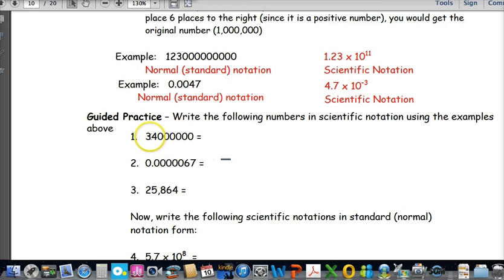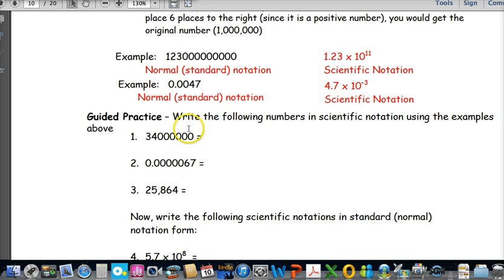If you take a look at this number, you can see that this is an extremely large number. So you know the exponent is going to be positive. This is a very small number, so you know the exponent is going to be negative. Again, a large number, positive. So let's take a look at this one. Notice that the decimal is not written, but it's right here. So let's see. 1, 2, 3, 4, 5, 6, 7. I have to move it between the 3 and the 4 so that it is between 1 and 9. So the first part of my answer is going to be 3.4.